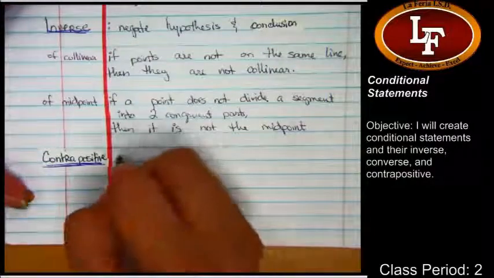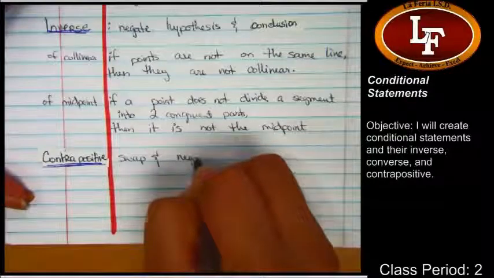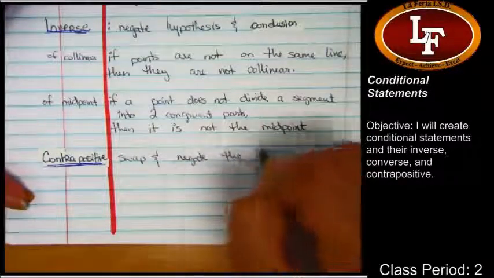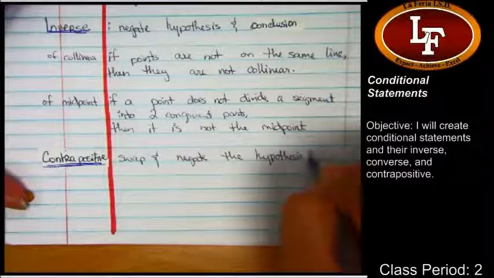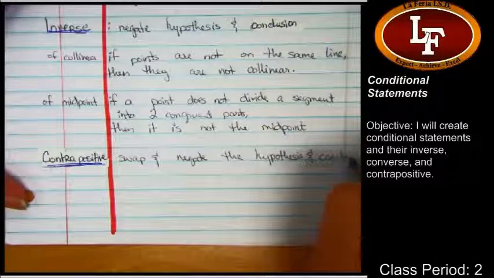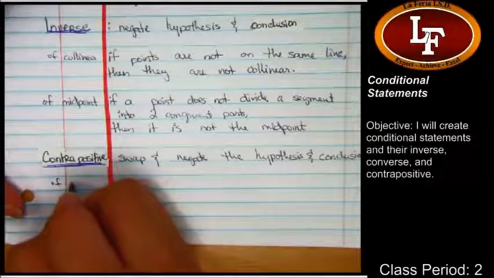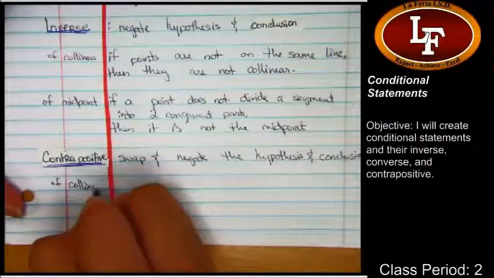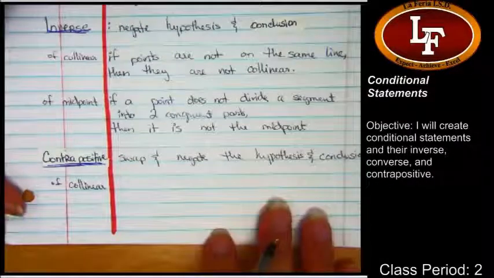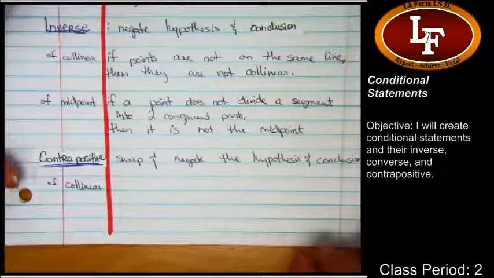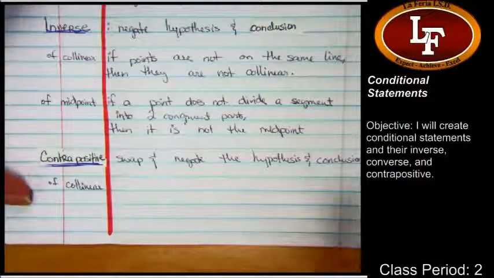Okay? You're going to swap and negate the hypothesis and the conclusion. And again, you're going back to the original. All right, so let's write the contrapositive of collinear. So contrapositive collinear: swap, then negate, or negate, then swap.